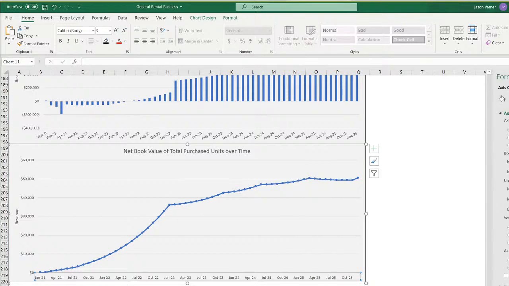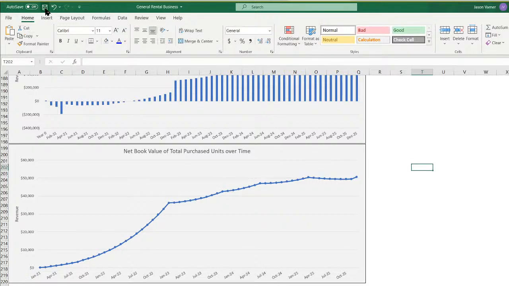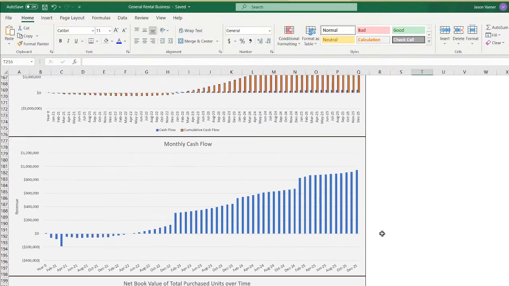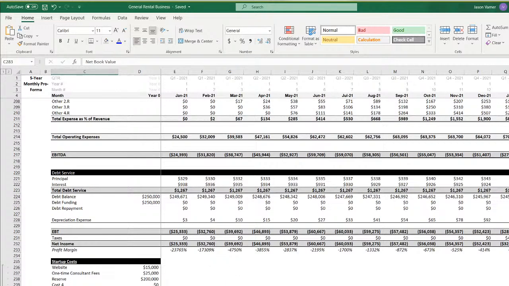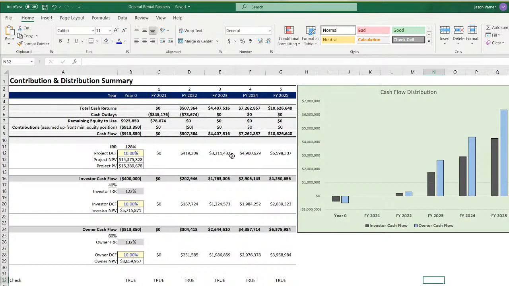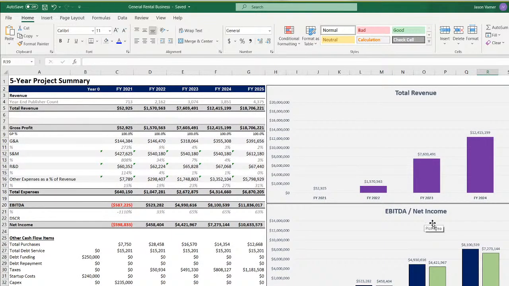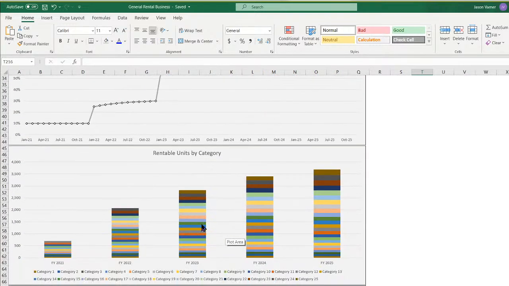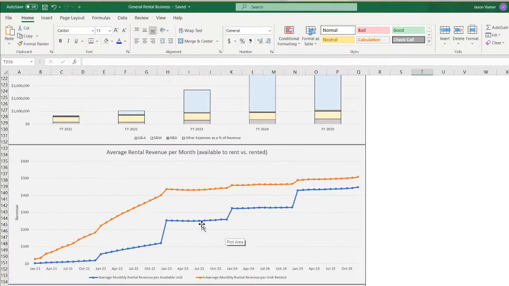Give this angle. Let's see. Anything else that's interesting? So we have distributions breakdown. We have revenues, income. Then we've got all this fun stuff here. Spent by category.